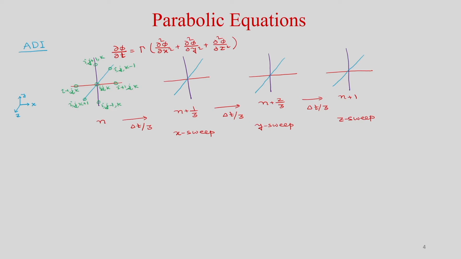Now, when we are moving from n to n plus 1 by 3, so we are doing the x sweep and we will have 3 unknowns I minus 1 j k, I j k and I plus 1 j k. So, at these 3 discrete points phi is unknown. So, unknowns let us denote with square. Okay. So, these are the unknowns. In y sweep, only in y direction 3 points I j plus 1 k, I j k and I j minus 1 k, and in z sweep I j k plus 1, I j k and I j k minus 1.